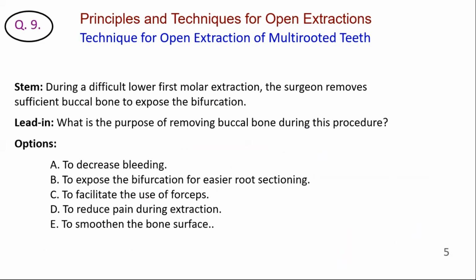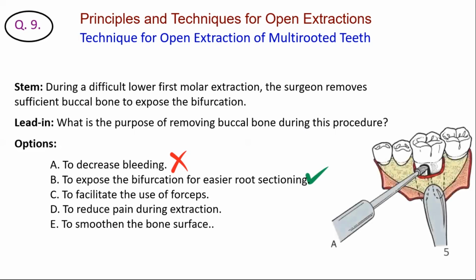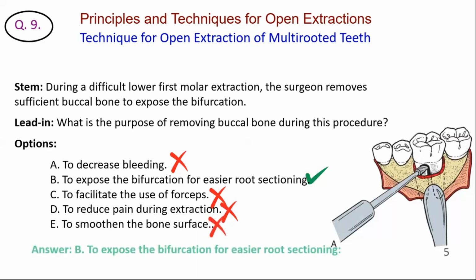During a difficult lower first molar extraction, the surgeon removes sufficient bone to expose the bifurcation. What is the purpose of removing buccal bone during this procedure? Not the primary purpose. For easier root sectioning. Correct purpose. To facilitate the use of forceps. This is a secondary benefit, but not a primary one. Incorrect rationale. Not applicable in this context. So the correct answer is B.